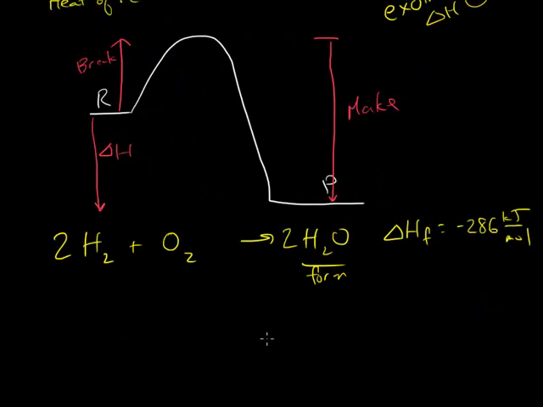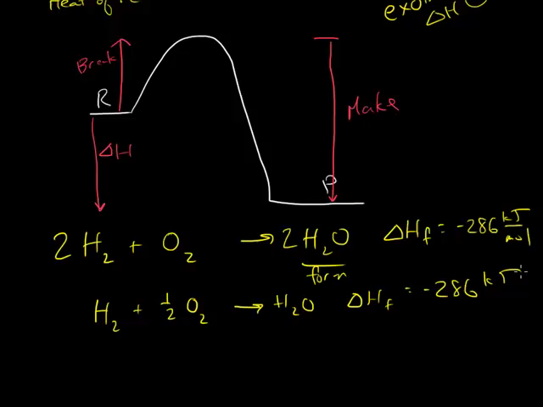Whenever you form a compound from its individual elements, you can also simplify this reaction so that you have H2 plus a half of an O2 making water. The delta H for this reaction is still negative 286 kilojoules per mole. Because it's a mole of water you're making, both of these reactions show the same information. Sometimes chemists will use this reaction because it's a little easier to work with, even though it has the half and it's not a full complete number.